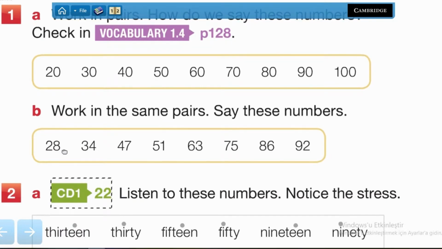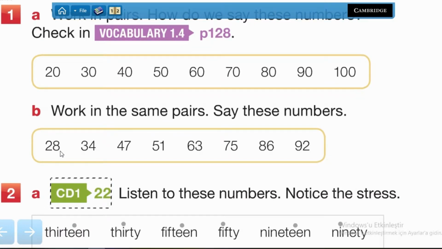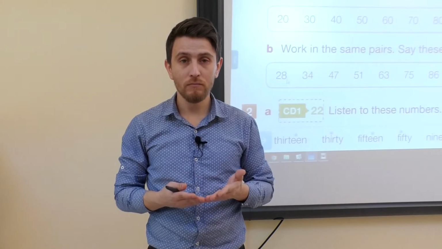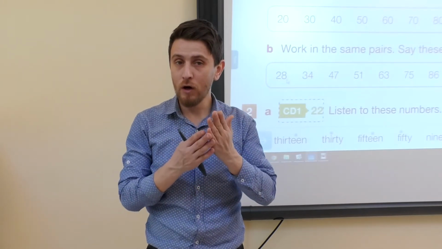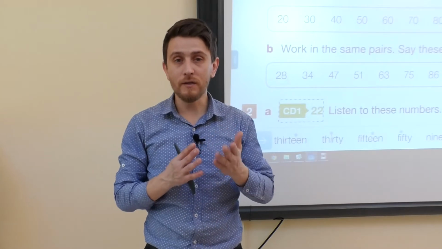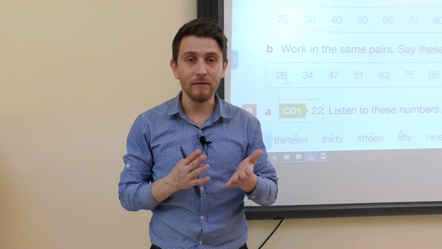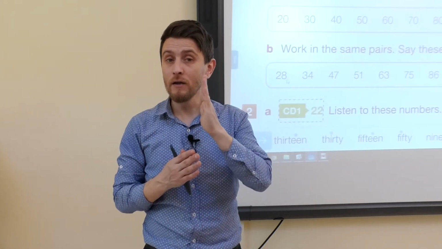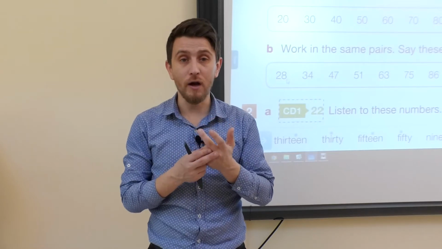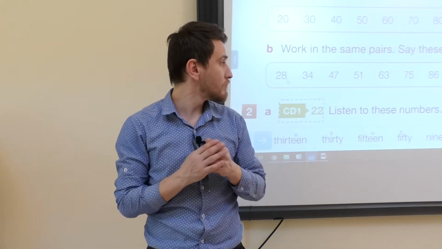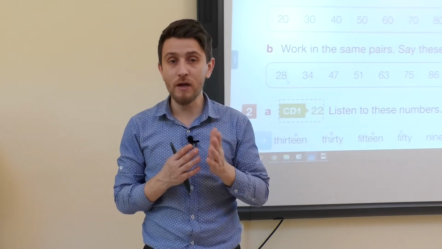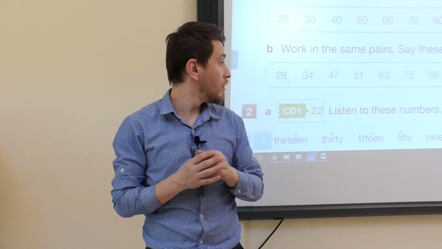Let's go up 3 times. So 28, 29, 30, and 31. The next number is 34. So we go up again. 34, 35, 36, and 37. The next number here we have 47. So we go up again. 48, 49, and 50. 51, 52, 53, and 54.